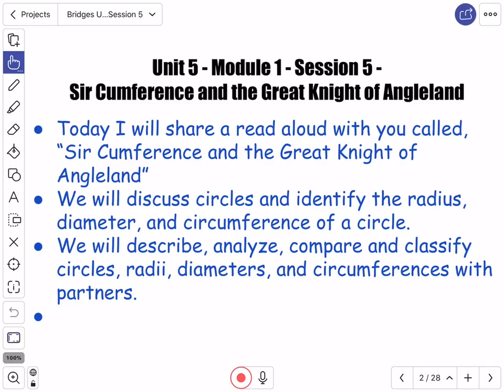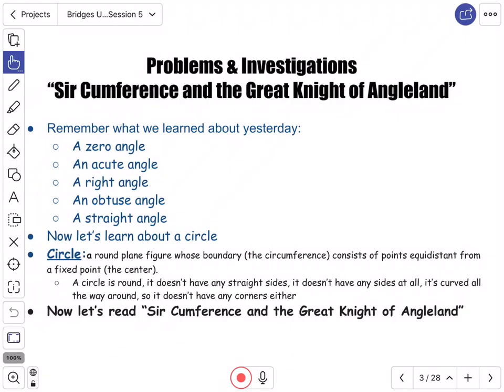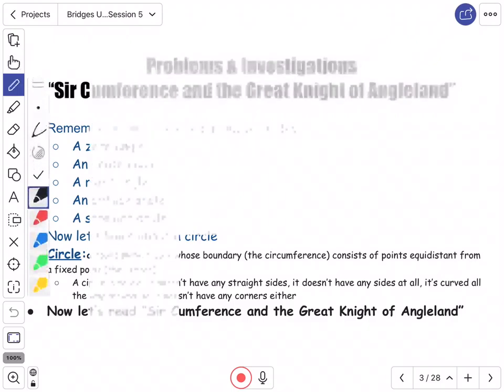Girls, today we're going to do Unit 5, Module 1, Session 5, Circumference and the Great Knight of Angleland. Today I'm going to share a read aloud with you called Circumference and the Great Knight of Angleland. We will discuss circles and identify the radius, diameter, and circumference of a circle. We will describe, analyze, compare, and classify circles, radii, diameters, and circumferences with partners. However, you won't be working with a partner unless you have someone at home that you can work with.